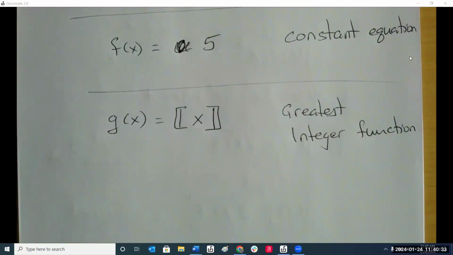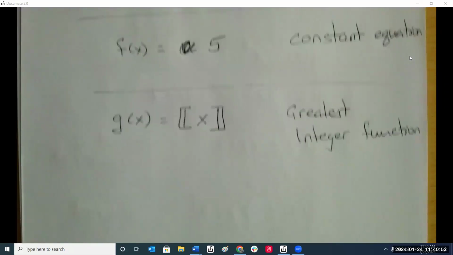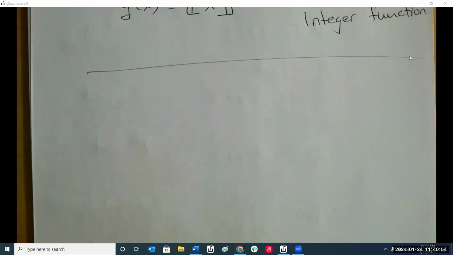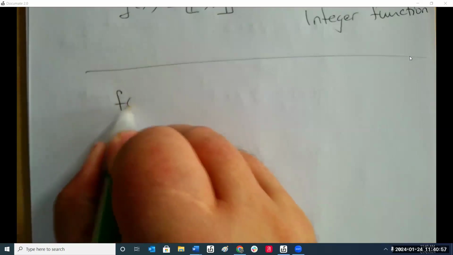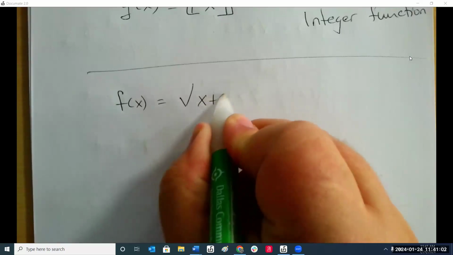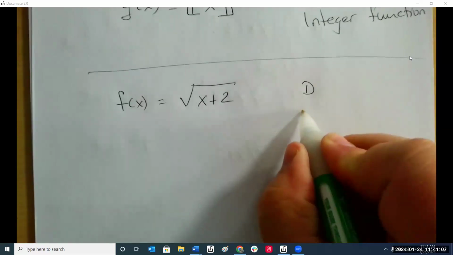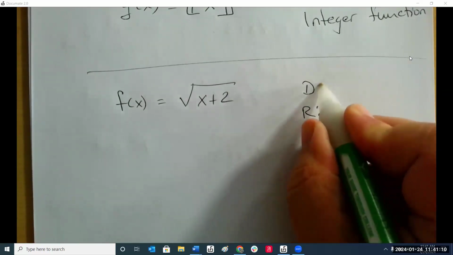Let's see how many we have here. There are supposed to be 14 or 16 functions: linear, constant, quadratic, cubic, square root, cube root, rational, absolute value. All right. So let's look at these now. Give me the domain and range of this function.